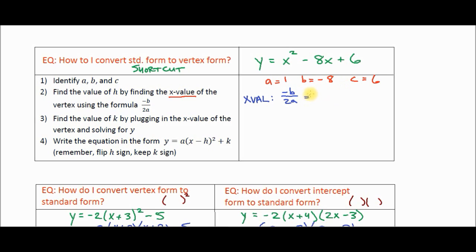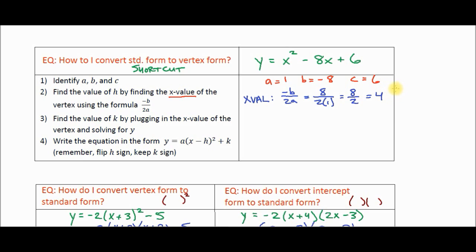And now you see that to find the h value by finding the x value of the vertex, the x value is negative b over 2a. We're going to take negative 8, which is our b value, and flip the sign, so that changes in this case to positive 8. If b were positive, it would flip and change to negative. So we've got 8 on top, and then 2 times 1 on bottom, and that's just 8 over 2, and that equals 4. So 4 is actually our h value.